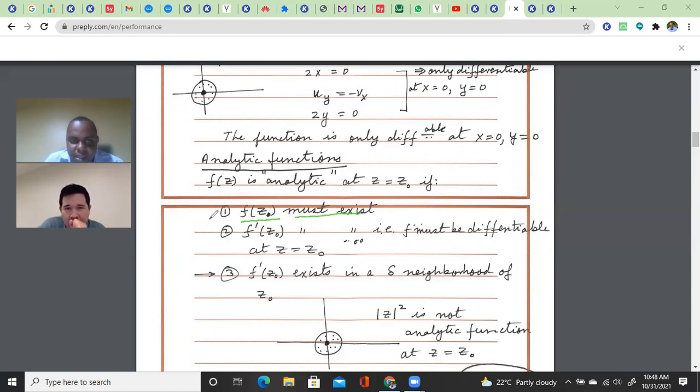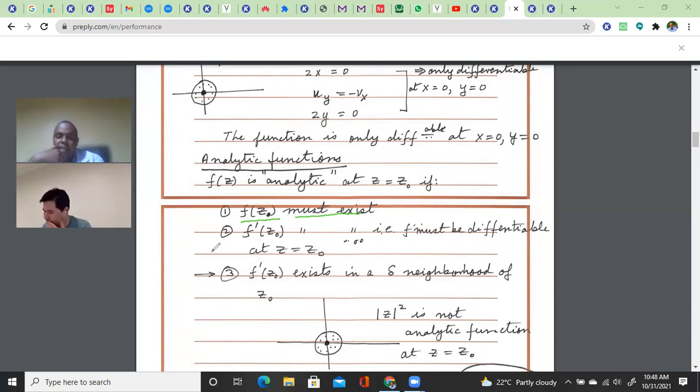So this is the full definition of an analytic function. f of z is analytic at z equals z naught if f of z naught exists, f prime of z naught also exists, i.e. the function must be differentiable at z equals z naught, and the derivative exists in some neighborhood of z naught. That is, the derivative is not so far away from the point.